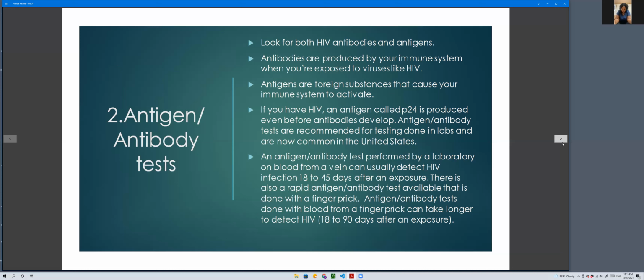There is also a rapid antigen antibody test available that is done with a finger prick. An antigen antibody test done with blood from a finger prick can take longer to detect HIV, 18 to 90 days after an exposure.